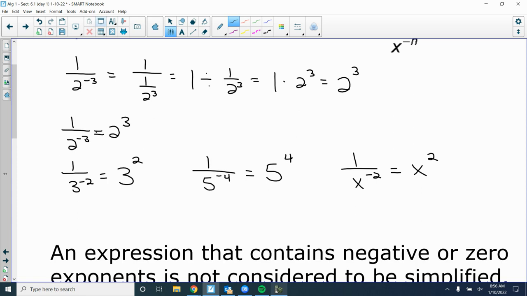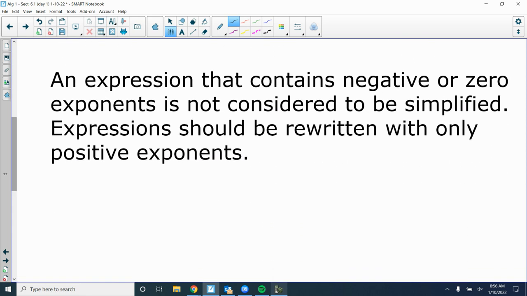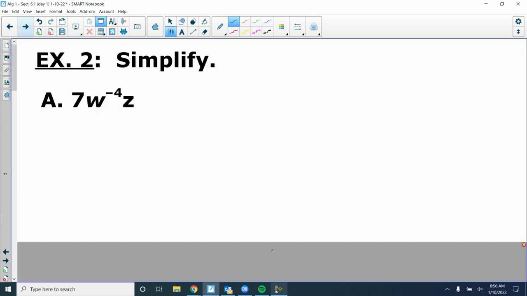All right, an expression that contains negative or zero exponents is not considered to be simplified. Expressions should be rewritten with only positive exponents. So from here on out, we can only write it as a positive exponent. If you look on the bottom there, that cannot be an answer. Why not? Because we got a w to the negative fourth. The 7 and the z are fine. How do I change that w? Any ideas? Just see if you can figure this out.